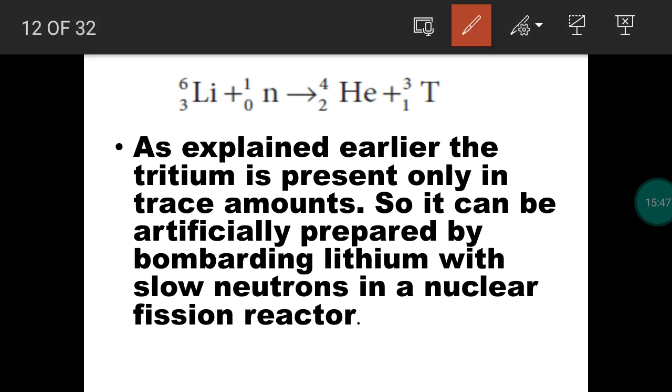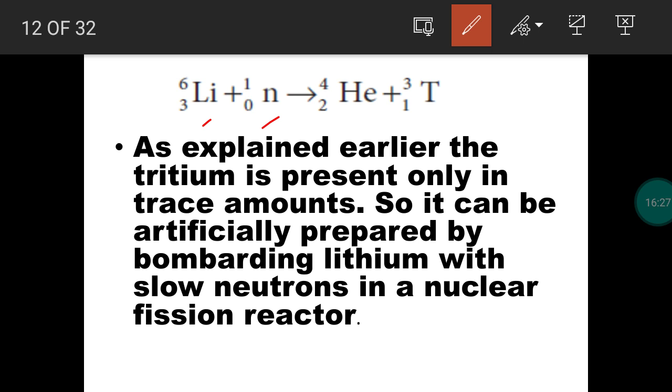The third isotope is tritium. We know that tritium is a radioactive element. So using a nuclear reaction, we can prepare a radioactive hydrogen called tritium. So for that, we do nuclear fission reaction. An atom will be broken by a particle. So because of nuclear fission reaction, we can prepare the radioactive hydrogen called tritium. So neutron is bombarding the lithium. Neutron is allowed to attack lithium.